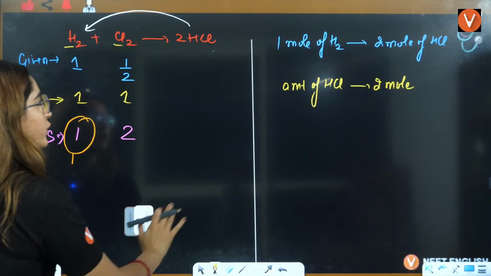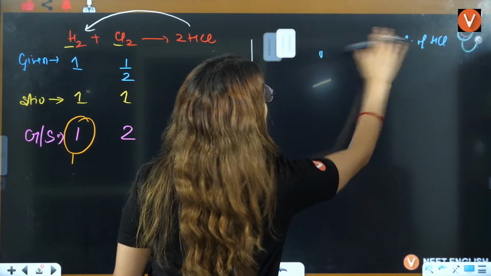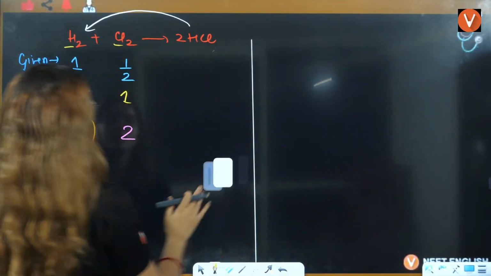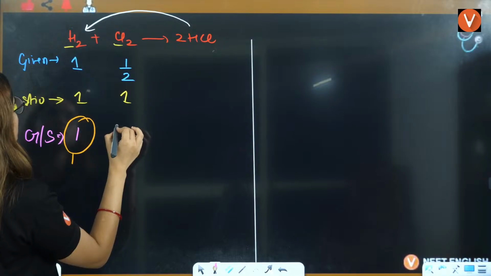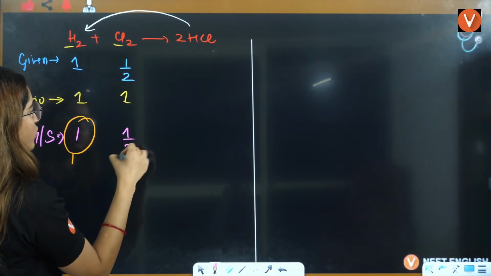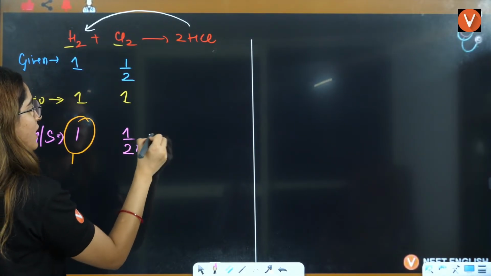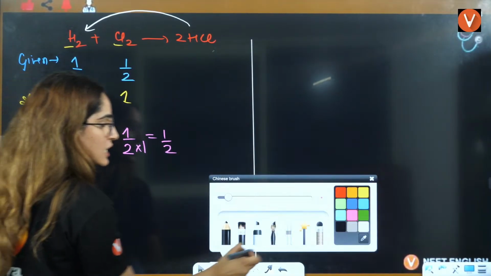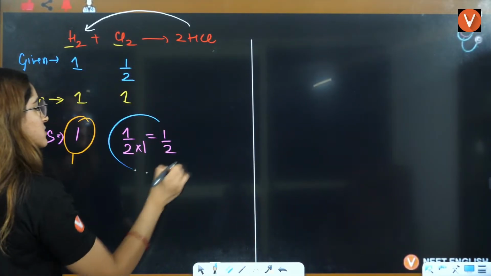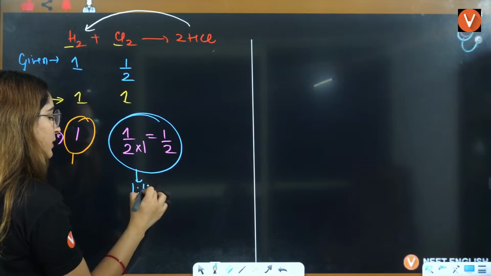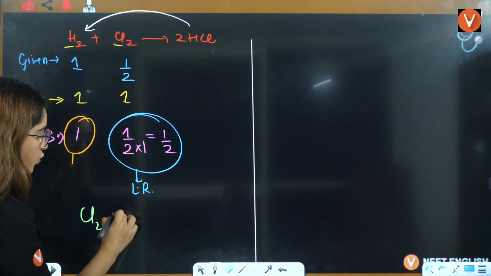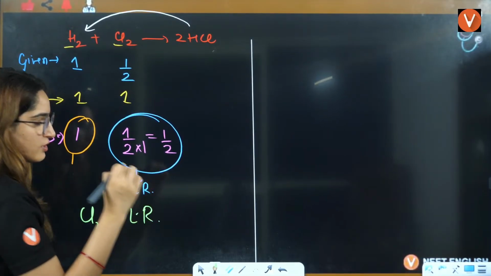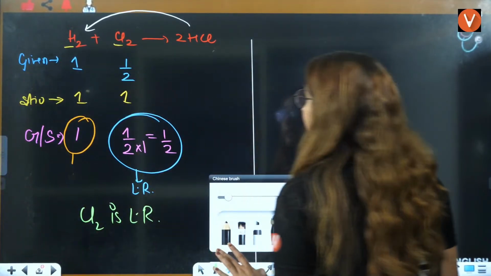No. You are right. Limiting reagent is not this. This is G by S, no? So this will be 1 by 2 divided by S, that is 1. So it is 1 by 2 only. So this is the lower value. This is the limiting reagent. So here we can say Cl2 is the limiting reagent.